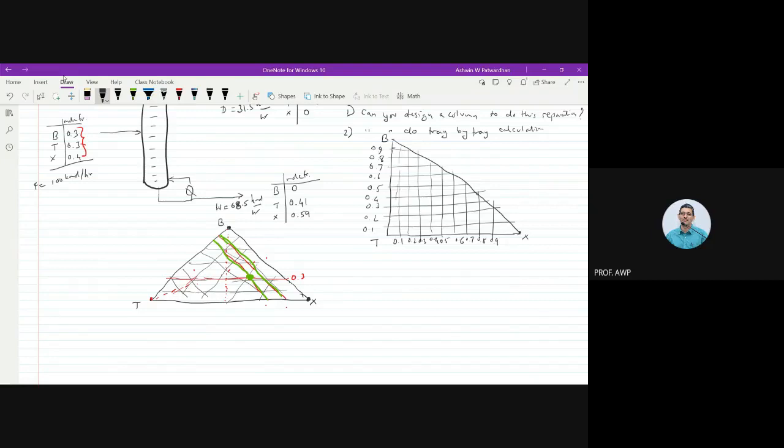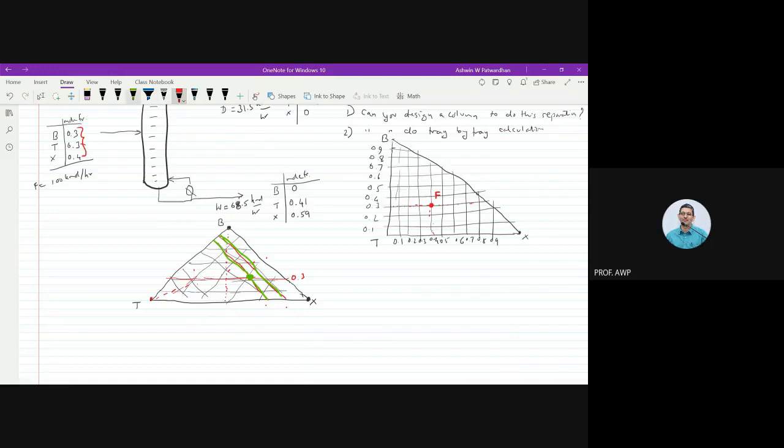So the feed point, if I have to draw it, is benzene equal to 0.3, so somewhere along this line, and xylene equal to 0.4, that means somewhere along this line. So this would be my feed point. Do you agree with that? Either you can draw on this triangle, or on this right angle triangle, or an equilateral triangle, either way. Do you agree with this? Yes, sir.